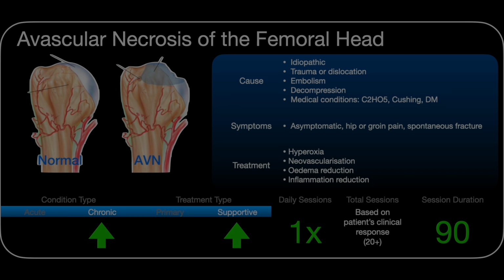The use of hyperbaric oxygen therapy within the context of avascular necrosis of the femoral head relies on hyperoxia, new vascularization, reduction in edema, and reduction in inflammation. Patients are usually exposed to 1 session per day. The patient's total number of treatments depends on the patient's clinical response, usually involving 20 to 30 sessions.